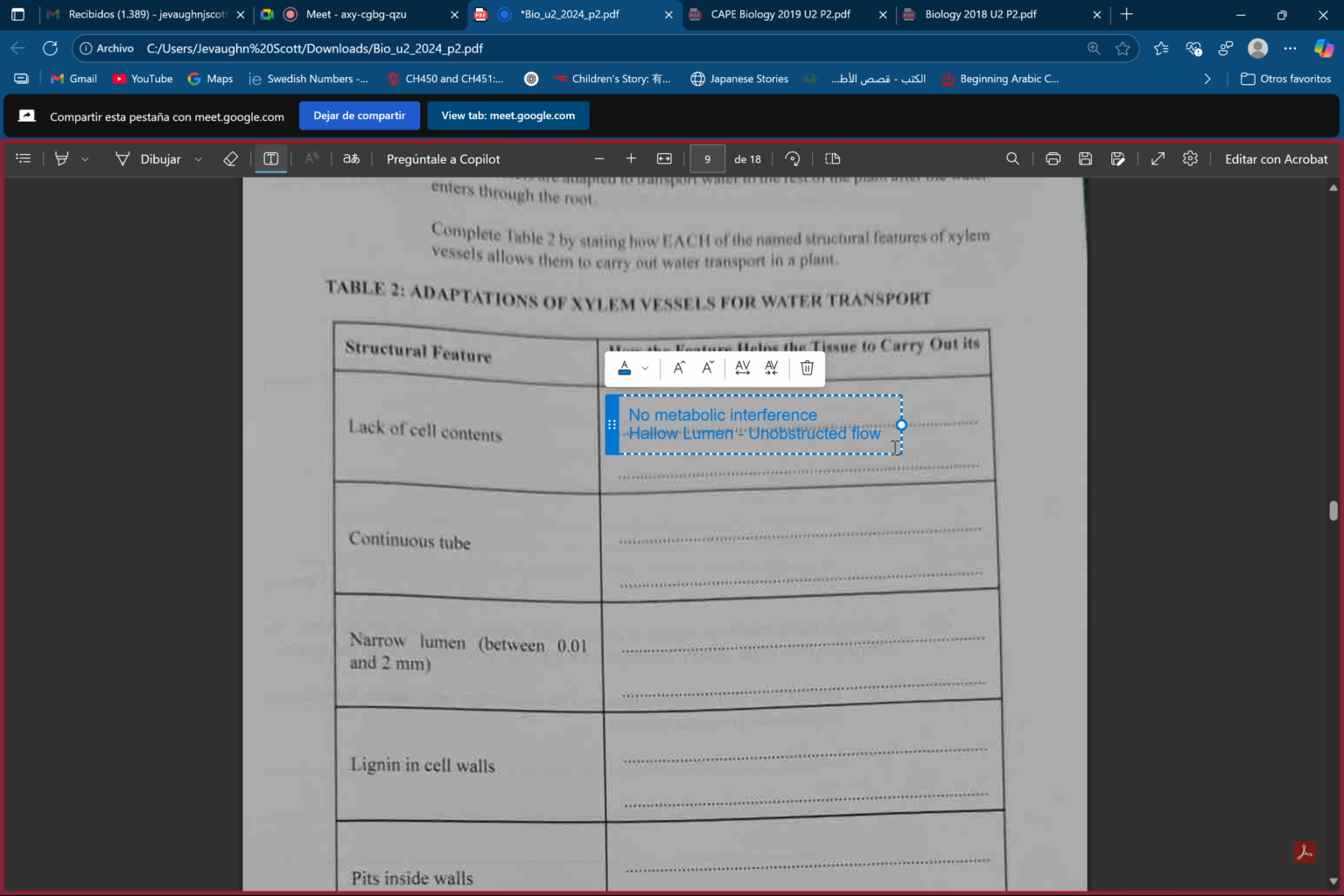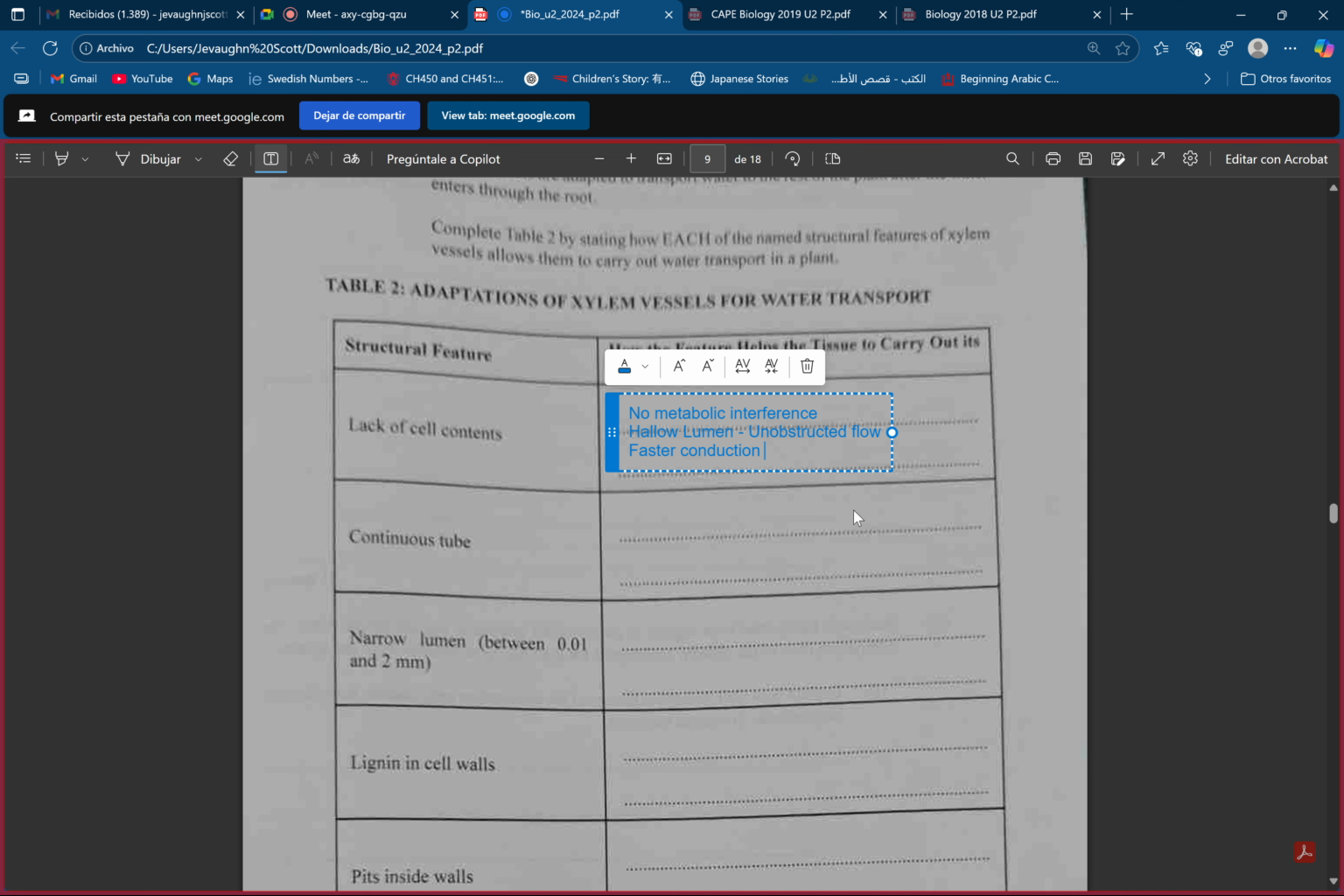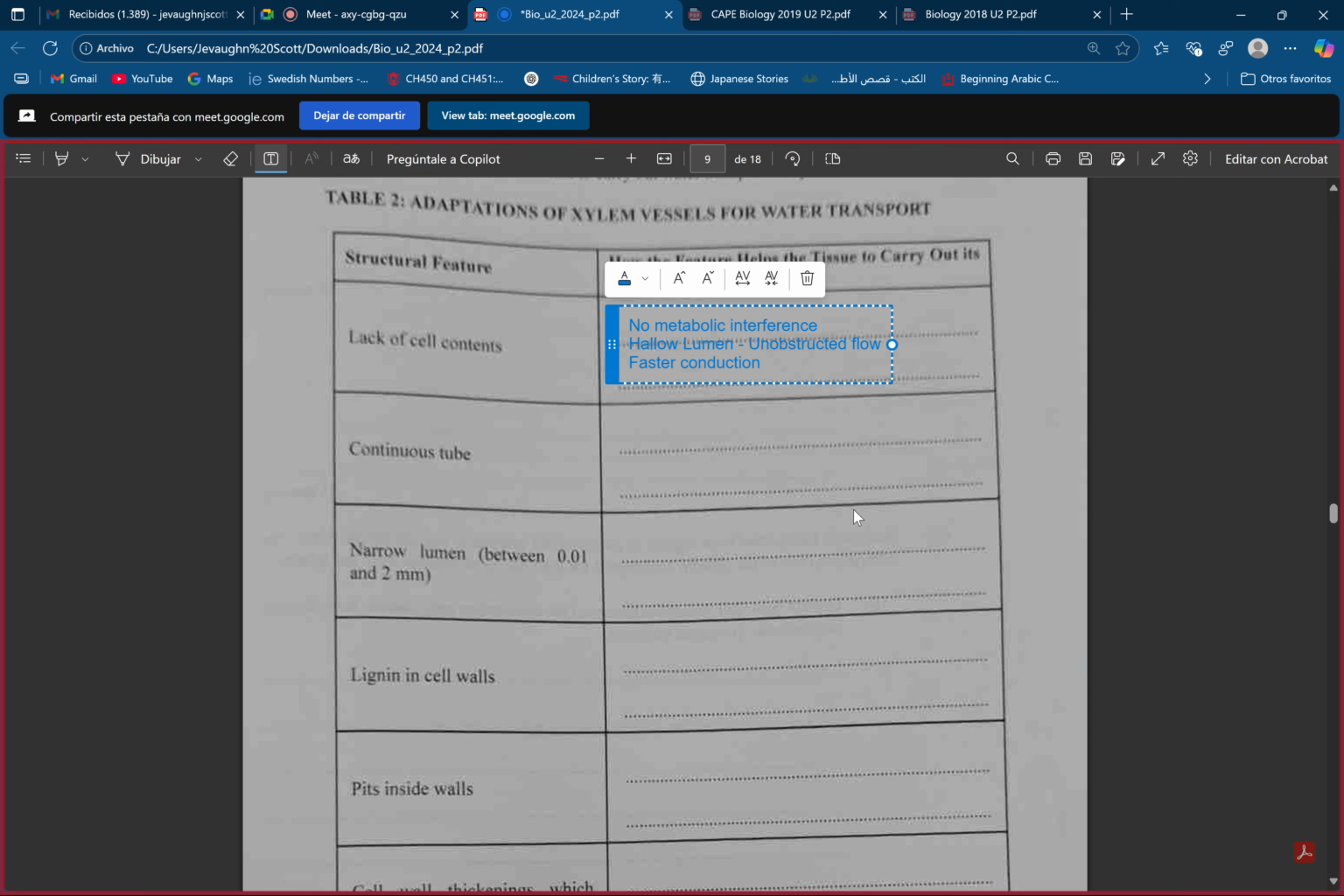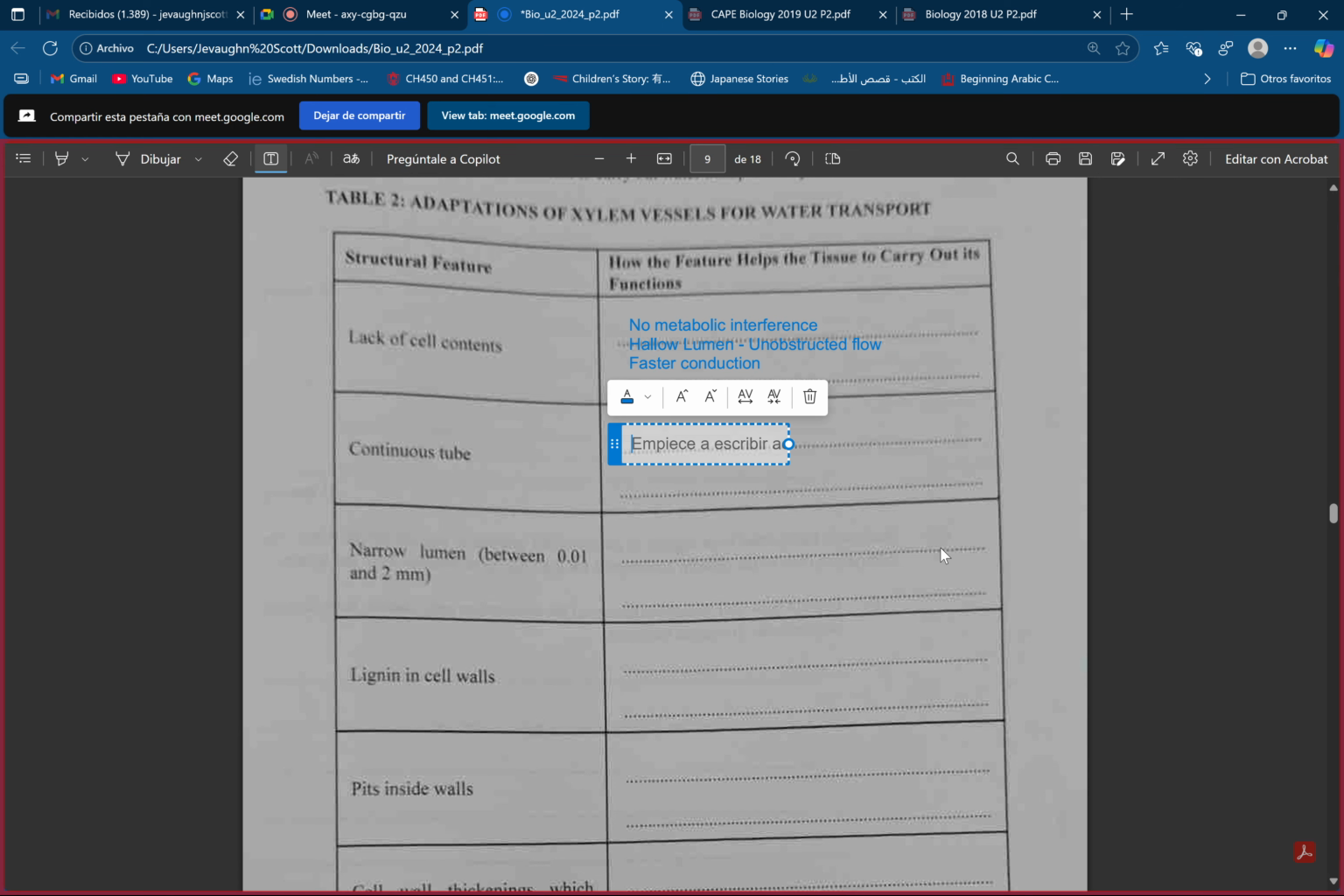So unobstructed flow, we're going to have faster conduction as it relates to the mass flow, right? Through cohesion and tension. We're going to look at stuff like that. Water moves more effectively through these empty areas. Alright? Continuous tube, what does that help with? It's continuous. The cross walls break down, so no more sieve plates are left and we'll end up with continuous tubes. How does that assist?